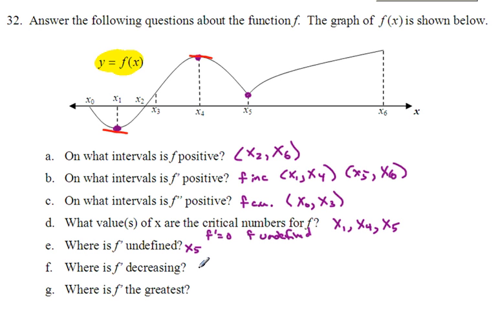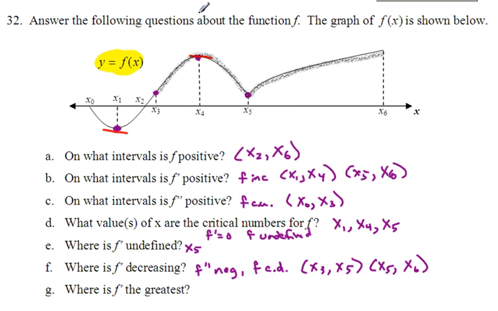Next, we're asked, when is f prime decreasing? Well, f prime is decreasing when f double prime is negative. And f double prime is negative when f is concave down. And we are concave down starting at x3 to x5, and again from x5 to x6. And we can see that in the shape. So if we were to draw this right here, as we go along here, we're concave down, and then along here, we're also concave down.